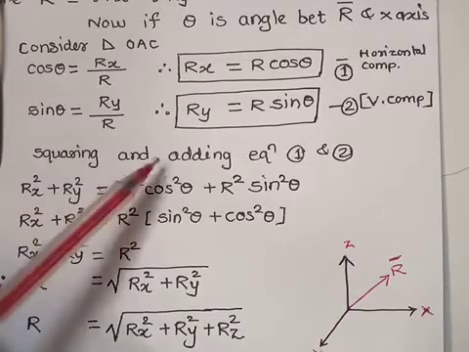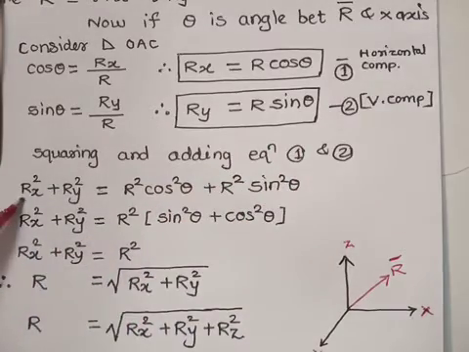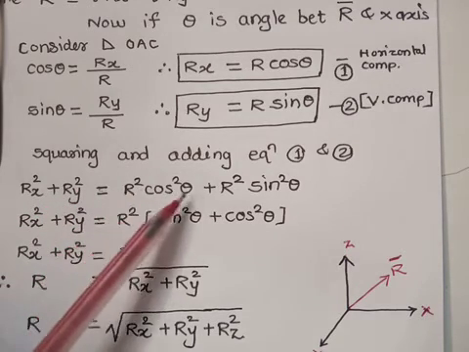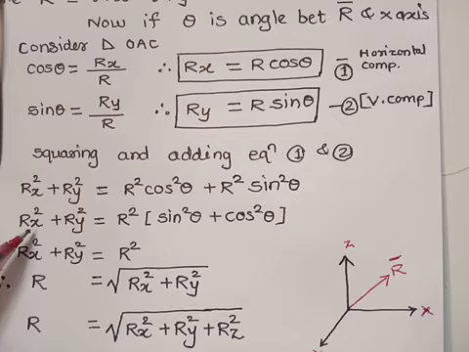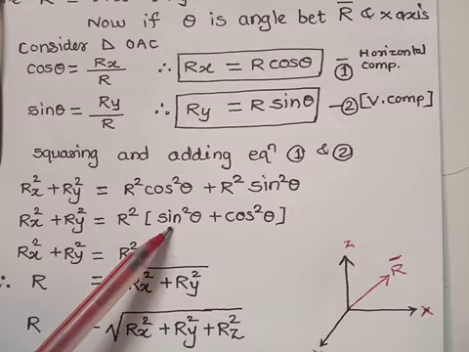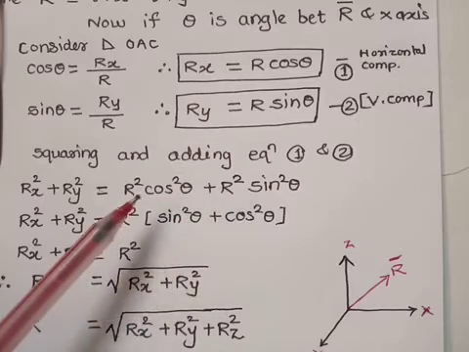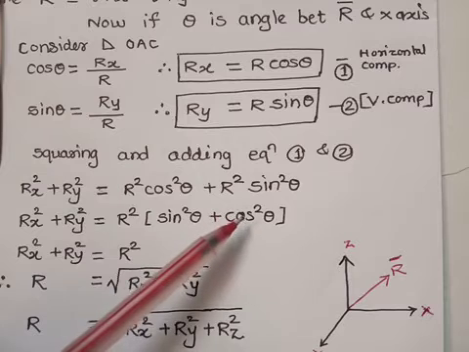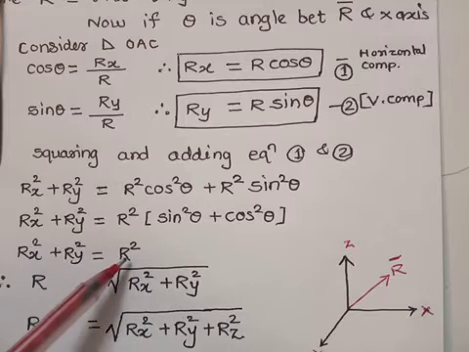Now squaring and adding equations 1 and 2, we get Rx square plus Ry square is equal to R square cos square theta plus R square sin square theta. Hence, Rx square plus Ry square is equal to R square in the bracket sin square theta plus cos square theta, because R square is common. Again, we know that sin square theta plus cos square theta is equal to 1. Hence, Rx square plus Ry square is equal to R square.